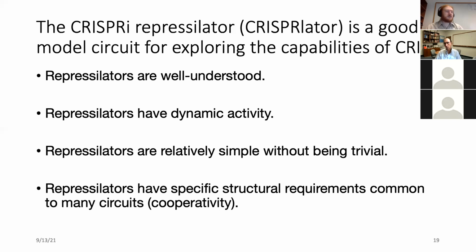And they have this structural requirement for cooperativity, or at least classically they're understood to have this requirement that's common across a fairly large range of circuits. So by understanding the repressilator we get a little bit of insight into what CRISPRi can do in terms of building a fairly large class of biocircuits. Now, I'll skip right to the punchline.